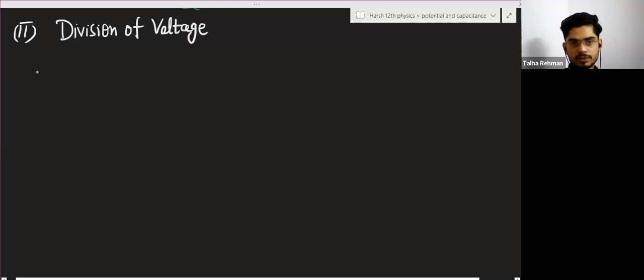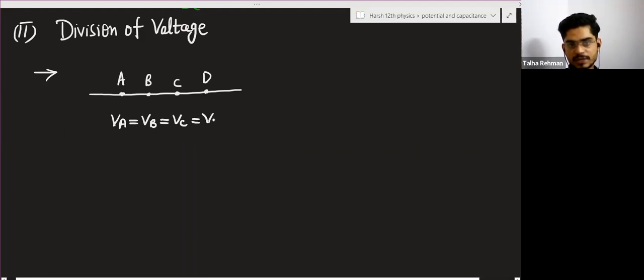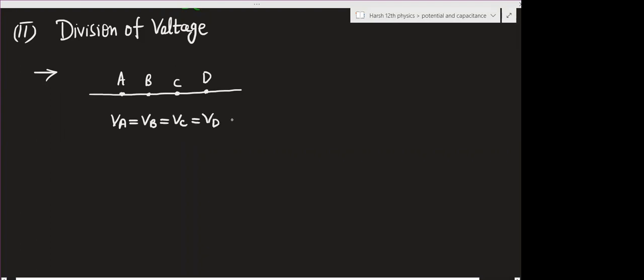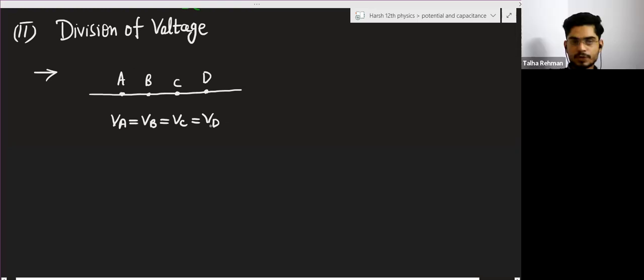Division of voltage. Now see here, I am having a wire like this. At this point, this point, this point, this point: this is point A, this is point B, this is point C, this is point D. Potential at A is equal to potential at B is equal to potential at C is equal to potential at D. Okay? This is the potential.